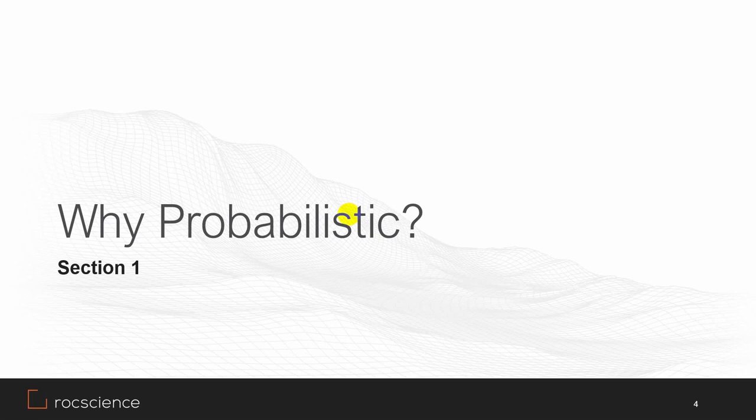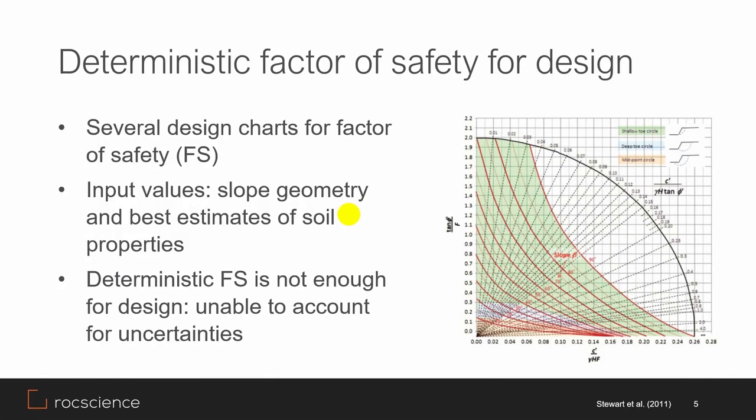Okay, why probabilistic analysis? Let's first talk about deterministic factor of safety for design. Most geotechnical engineers are familiar with deterministic factor of safety and also available design charts to find this factor of safety. For example, this chart is a revised version of Taylor's chart for cohesive frictional soil slopes. In these charts, the input parameters are soil properties and the geometry of a slope, and the output parameters are deterministic factor of safety and the failure mechanism, as you can see here. However, deterministic factor of safety is not enough for design because it is unable to account for uncertainties in soil properties and loads.